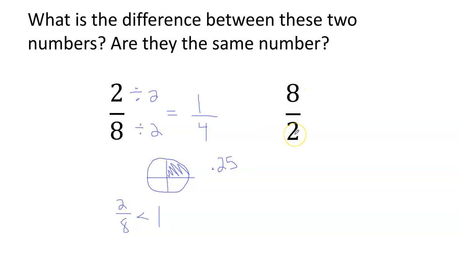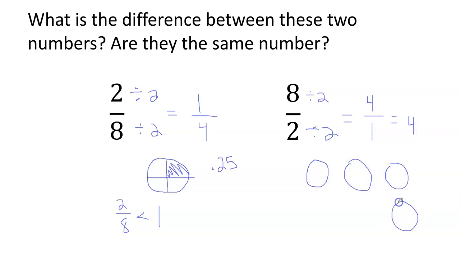Now look over here at 8/2. We're going to reduce this as well by dividing the numerator and the denominator by 2. 8 divided by 2 is 4, and 2 divided by 2 is 1. And 4 over 1 is equal to 4. Over here we have 1, 2, 3, 4 wholes. So 4 wholes, that is greater than 1. 8/2 is greater than 1.